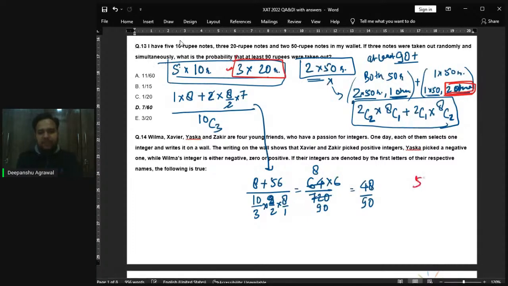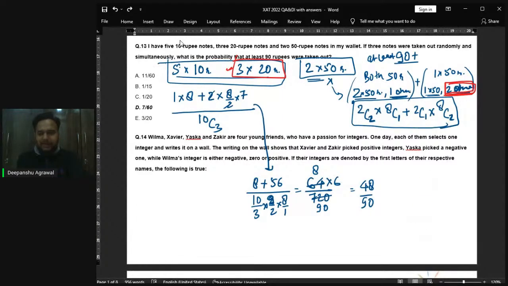Suppose we have a node of 50. In the second case, we have a node of 50, and suppose we take 20 and 10, so we'll reach till 80 only. That means if we have picked the 50 rupee note, then we have to take the other two notes of 20 rupees, right? So that's a little mistake that I did.